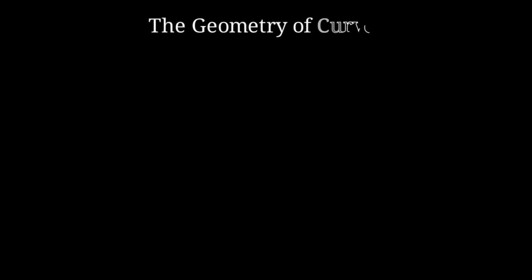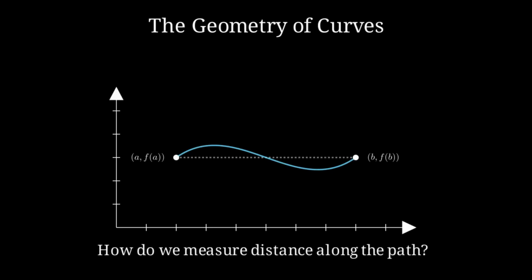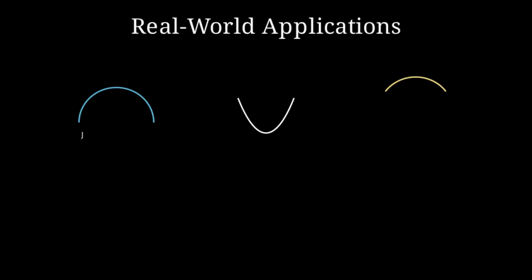Welcome. In geometry, finding the distance between 2 points is easy if the path is a straight line. But what happens when the path is a smooth, continuous curve? Today, we will use the power of calculus to derive a precise formula for measuring the length of any differentiable function along an interval. Calculating arc length is vital in many fields.